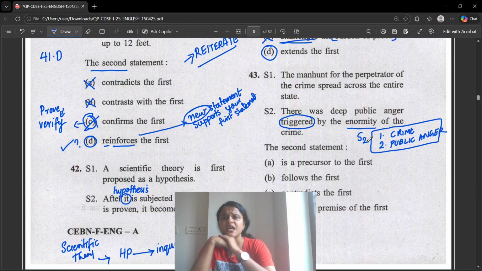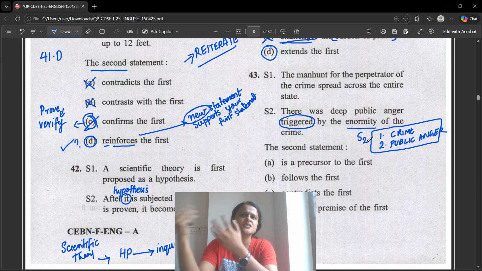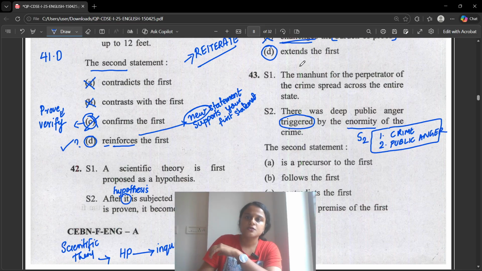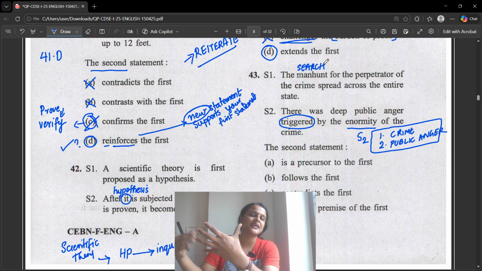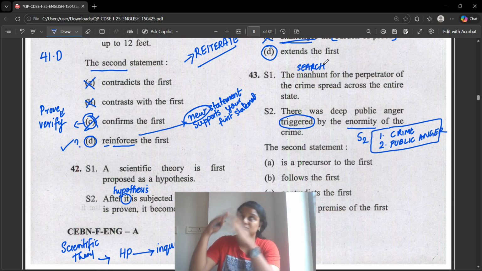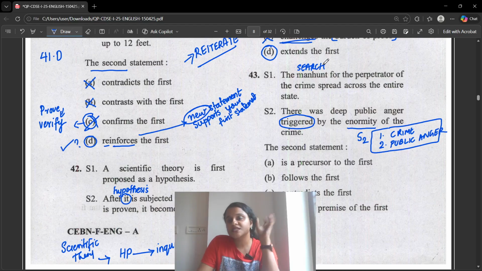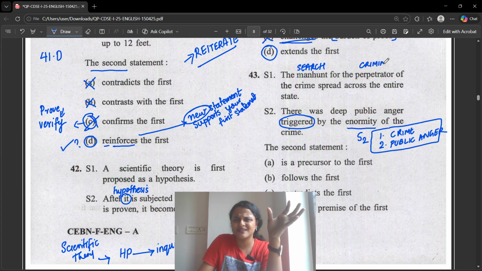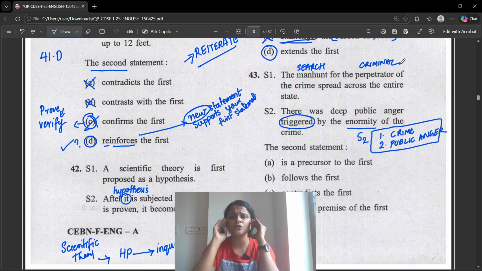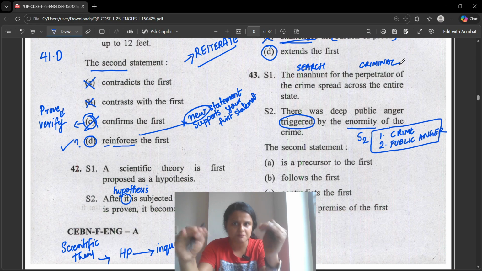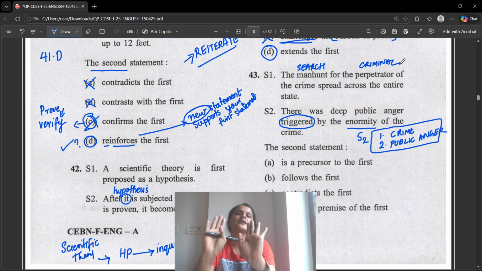Statement number 1 says the manhunt means searching for this criminal. Okay. So the search, I'm just going to rewrite it. See, this is where I told you sometimes it's great to rephrase a sentence so you don't think too much. So the search for the perpetrator, or the one who did the action, the aggressor, the criminal. For the time being, let's write criminal. So the manhunt, or the search for the person who committed the crime, spread across the entire state.